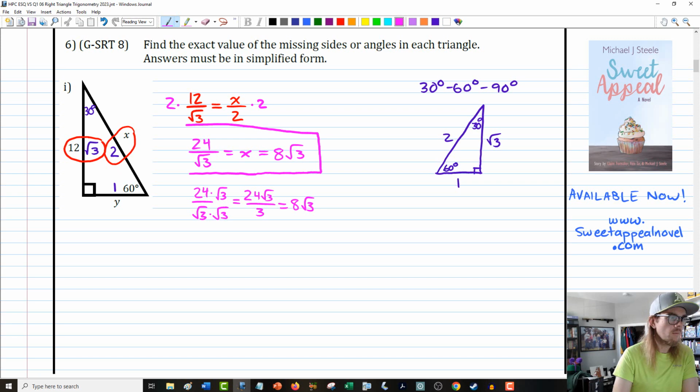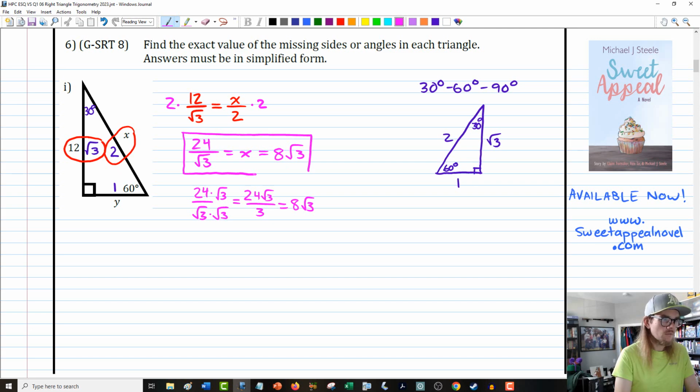I'll put both of them up here. Wasn't my finest boxing ever. Understatement of the year. There we go. Let's make that look a little bit better. There we go. So there's our stuff. So that's our first side length. Again, we use proportions in order to get there.